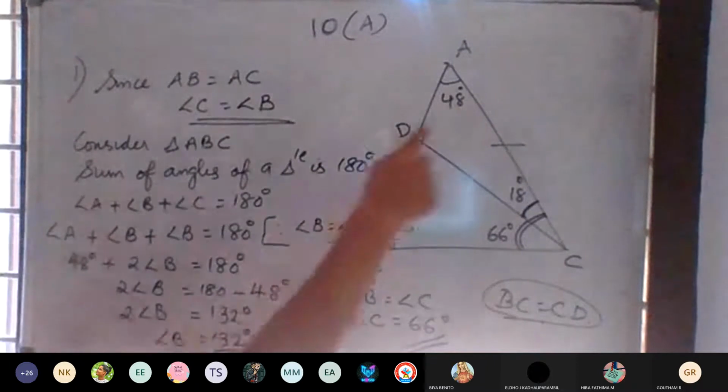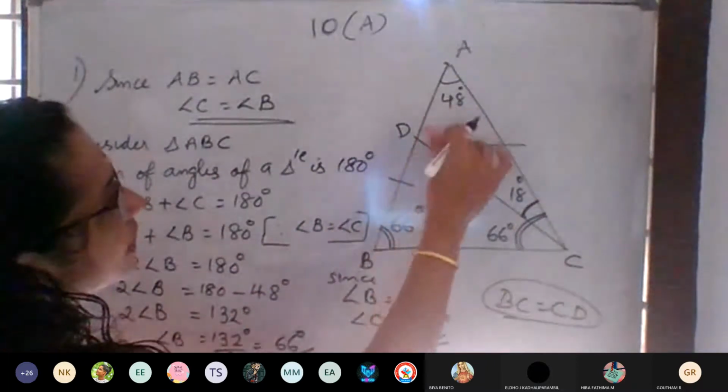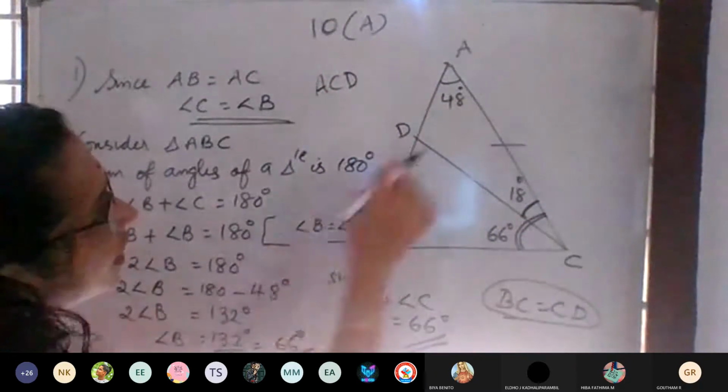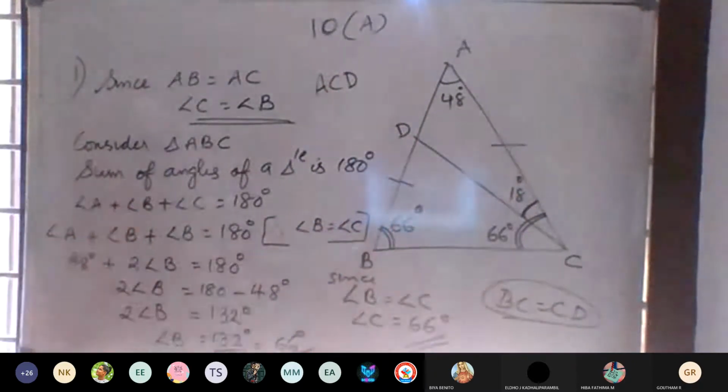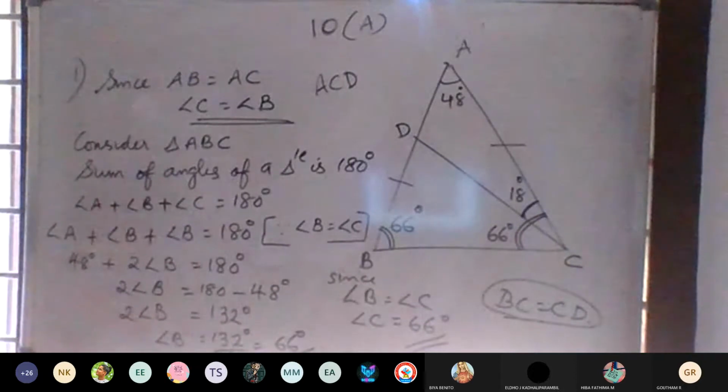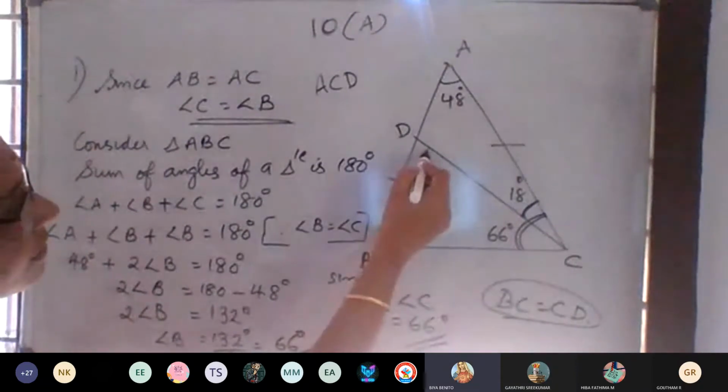If we consider triangle ACD, which will be the exterior angle? Exterior angle is equal to sum of opposite interior angles. So which angle will be the sum of 48 and 18 degree? 48 plus 18. That is angle CDB, this angle.